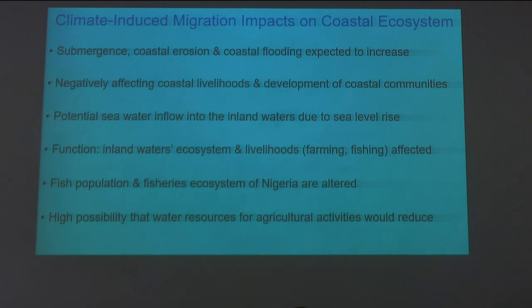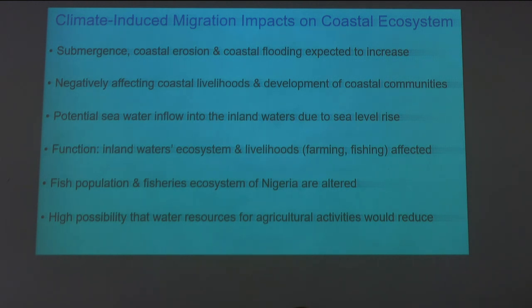Okay, climate-induced migration impact on the coastal ecosystem. We have submergence of coastal areas due to more coastal erosion and flooding. Also, we have negative effects on coastal livelihoods and the development of coastal communities. And we also have, as I talked about, infiltration of salt water into inland waterways.